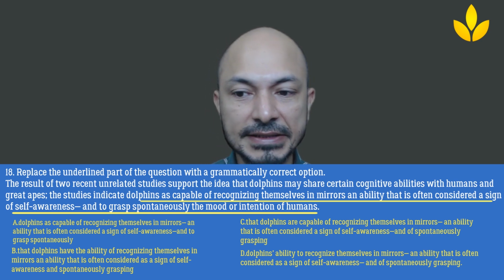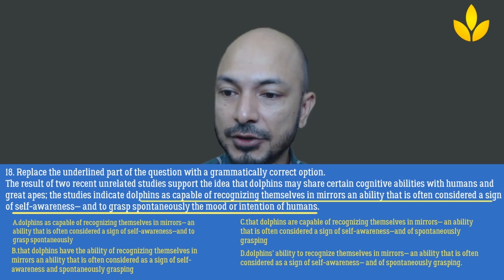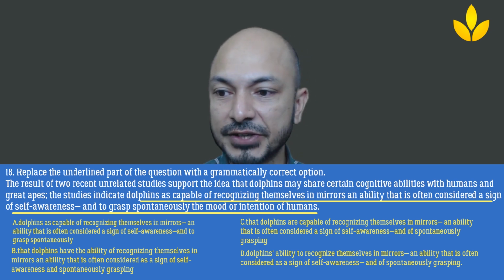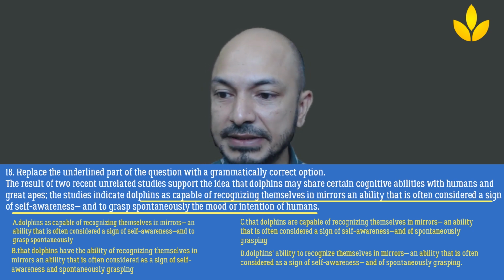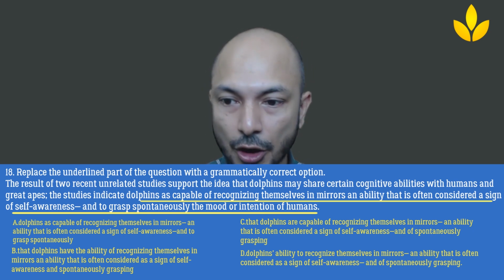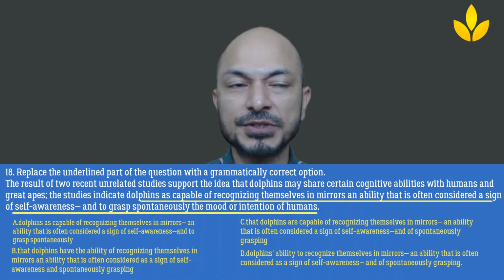The only difference here is in the start, which says dolphins' ability, instead of saying that dolphins are capable of. And that dolphins are capable of recognizing, that sounds much, much better than option D over here. We will go with option C as the correct option.